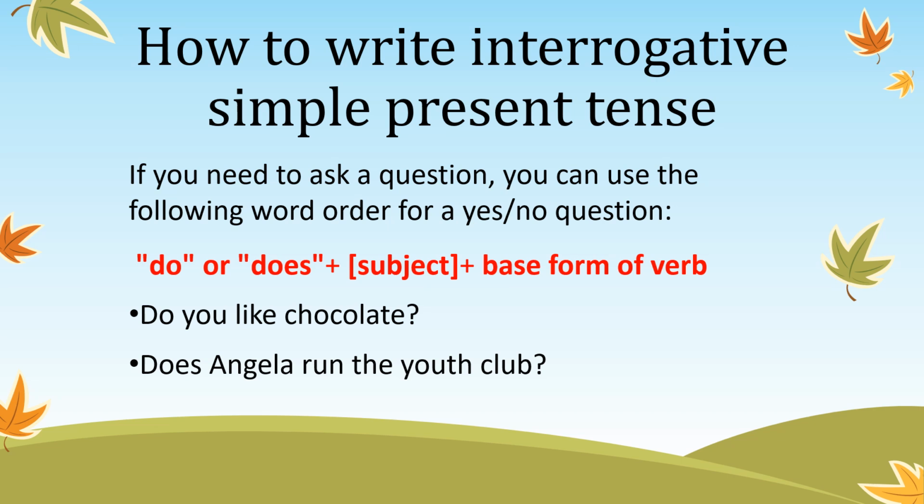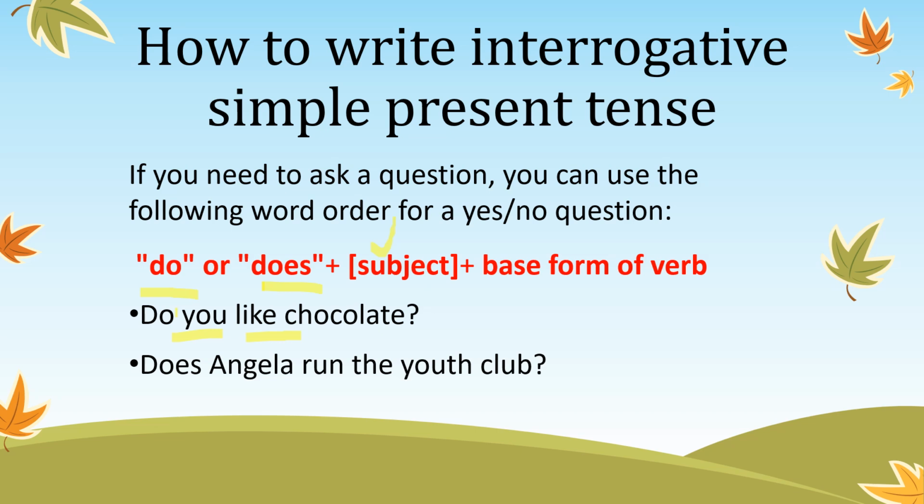Do or does plus subject. Do or does depends on what the subject is, plus base form of the verb, means first form of the verb. Now, do you like, the subject is you, so we add do. This is the second person and we always add do with the second person. So do you like, like is the first form of the verb, plus object. So the question is, do you like chocolate, plus question mark.